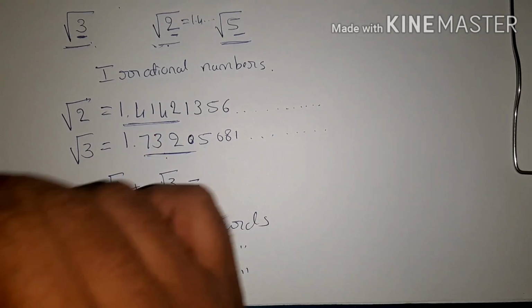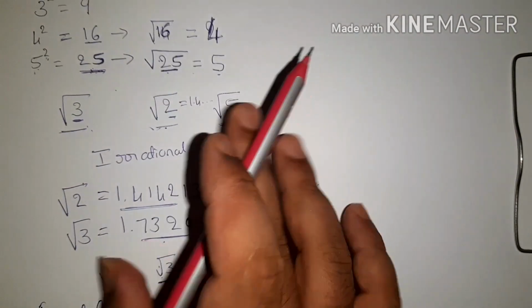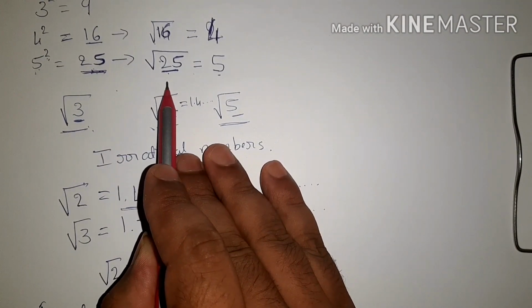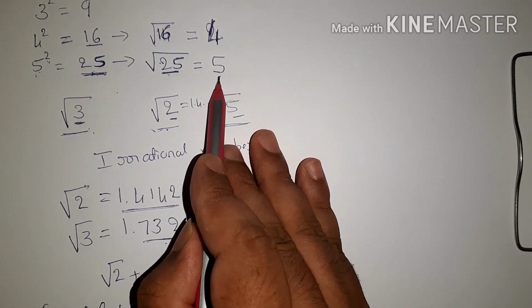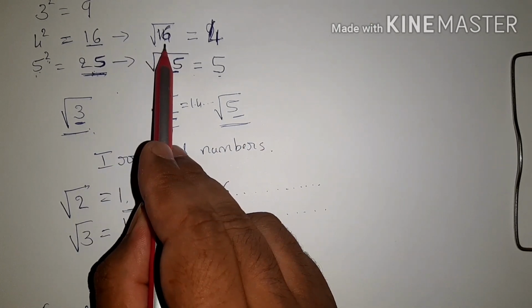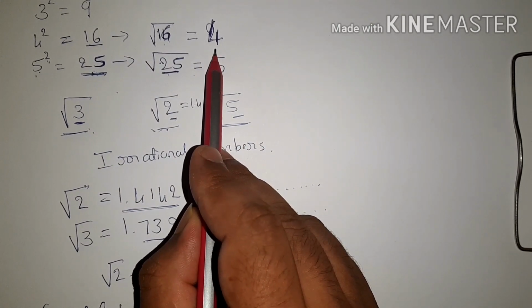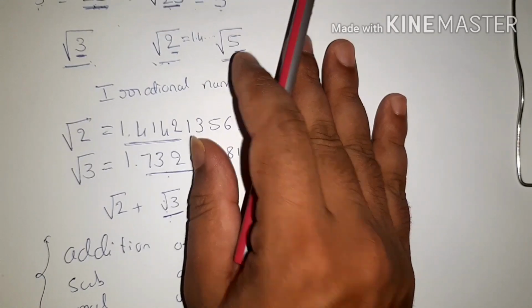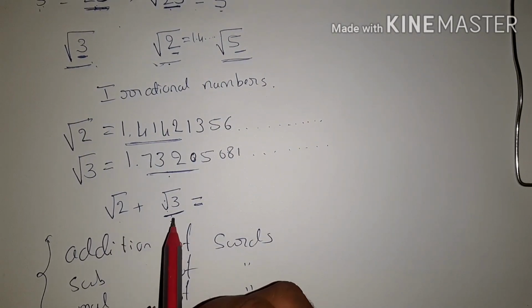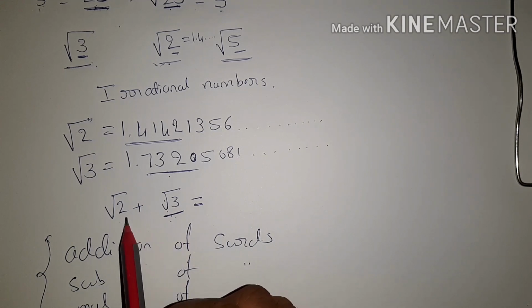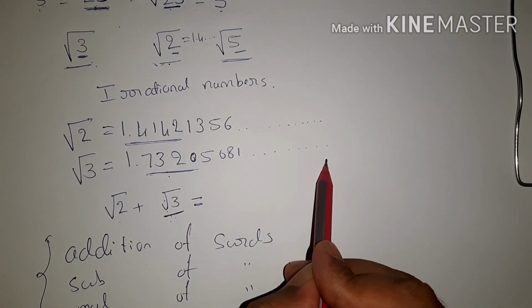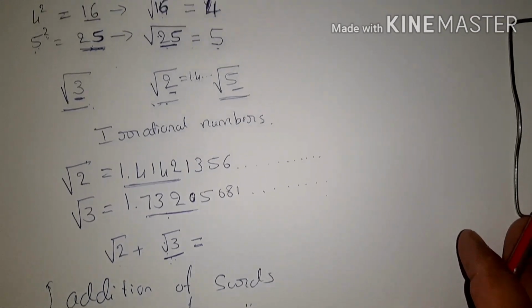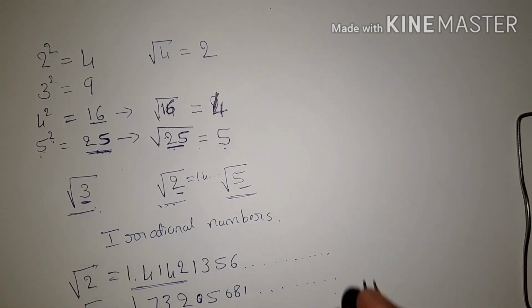Now the question comes, whether square root of 25 is a surd? No, it's not a surd, because it has a perfect value. What is that? 5 is a rational number. Whether square root of 16 is a surd? No, it's not a surd. The value of it is 4. Square root of 2 is a surd, square root of 3 is a surd. Are you understanding this? These kinds of irrational numbers have endless values, and they are called surds.